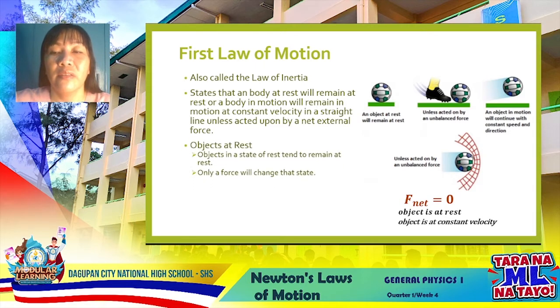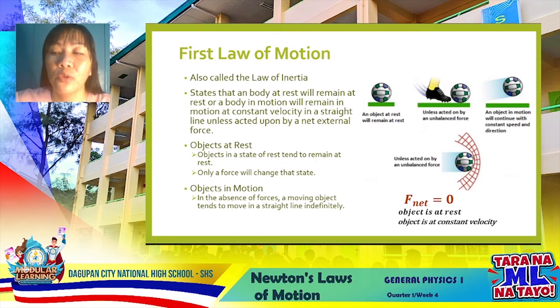Simply put, things tend to keep on doing what they're already doing. Objects in a state of rest tend to remain at rest; only a force will change that state. For an object in motion, in the absence of forces, a moving object tends to move in a straight line indefinitely. For instance, if you toss an object from a space station located in the vacuum of outer space, the object will move forever due to inertia.